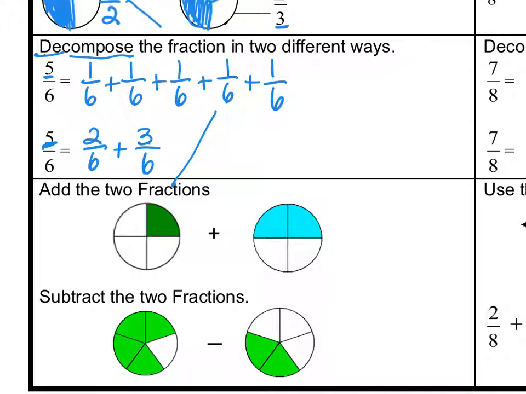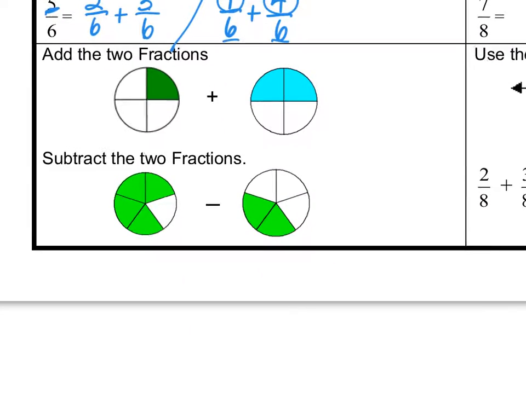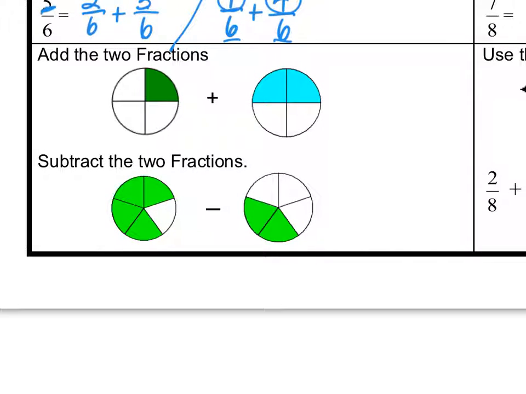One more way you could do it, you could do a 1/6 plus a 4/6. Because all you're doing is adding the numerator. The denominator, that tells the size of the pieces. And the size of the pieces aren't changing. You're just decomposing them. Okay, for the last one, we have to add fractions.